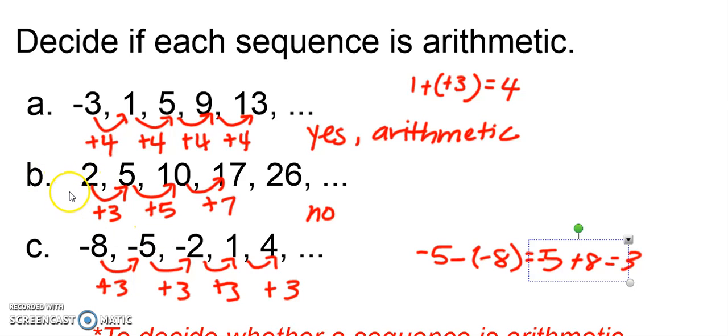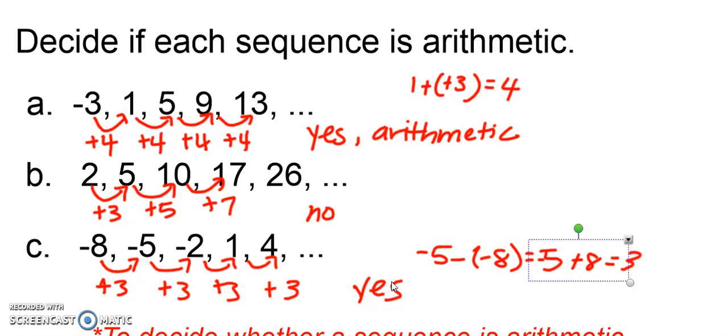We could see that on B, we are adding a different number each time, so this one is not arithmetic. And then C, we are adding 3. You could also show taking a term, subtracting the previous one, and we get the answer 3. So in part C, yes, this is arithmetic.